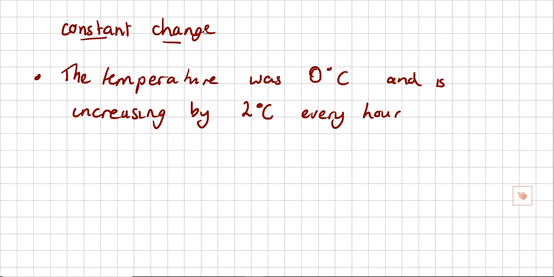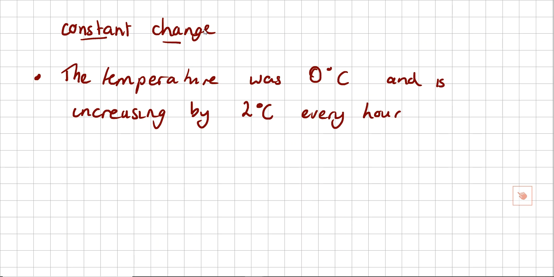There's the change. Where's the constant in that change? Increasing by 2. It's constantly increasing by 2. So the change is the fact that it's increasing. The constant is that it's changing by 2 every time. It's not increasing by 2, then 3, then 8, then 1, then 9, then 5. It's always 2. And that's where we get our straight line from.